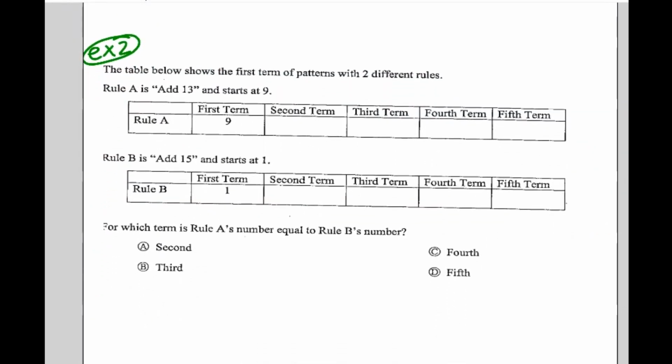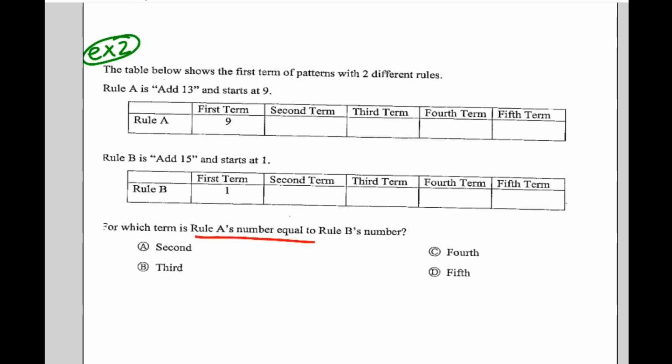All right, obviously pause the video so that you can write down what you see for the question. This one, thankfully, they gave us the tables for us, so we just plug in for each thing. So it says the table below shows the first term of patterns with 2 different rules. Rule A is add 13 and starts at 9. Rule B is add 15 and starts at 1. For which term is rule A's number equal to rule B's number?